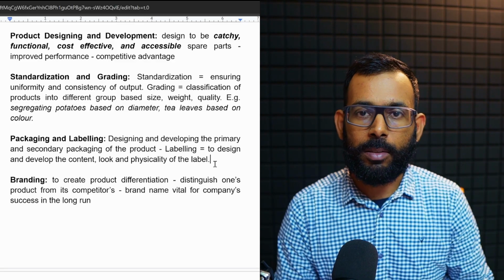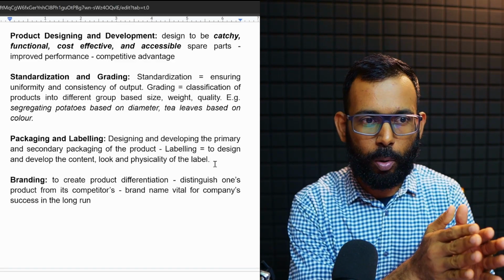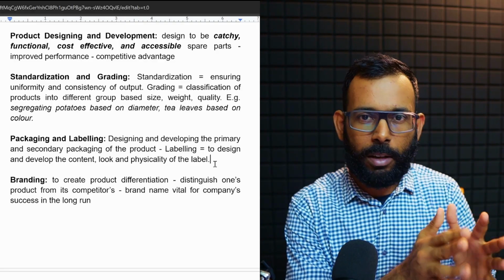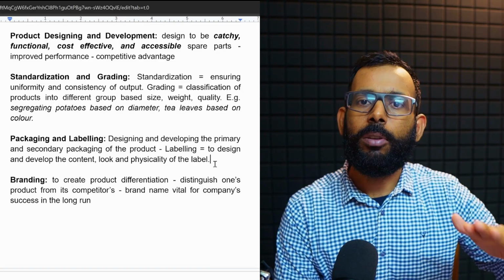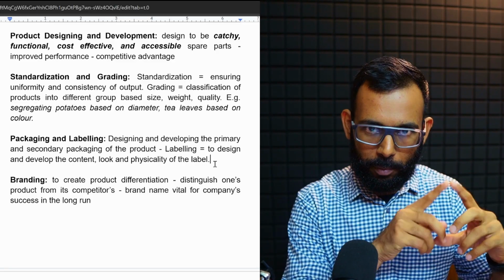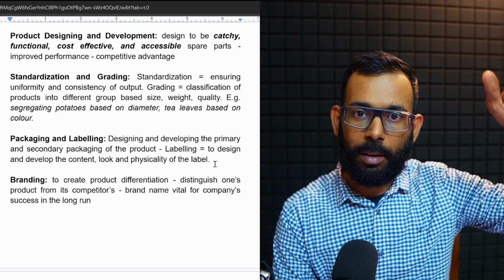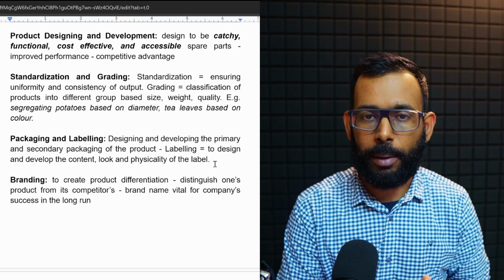And secondary packing: the tube has a very weird shape, right? You won't say it's conical, you won't say it's cylindrical. It's a different shape. So it is very difficult to stack the tubes that way. So what they do is put them in a cuboid cardboard packing, so that it is easily, geometrically stackable. So that is secondary packaging.